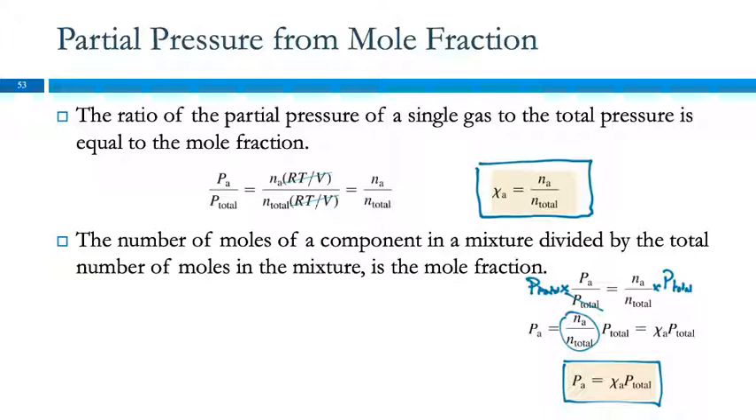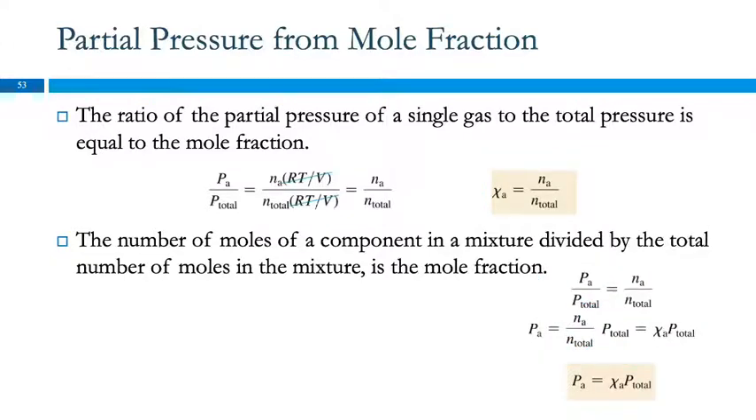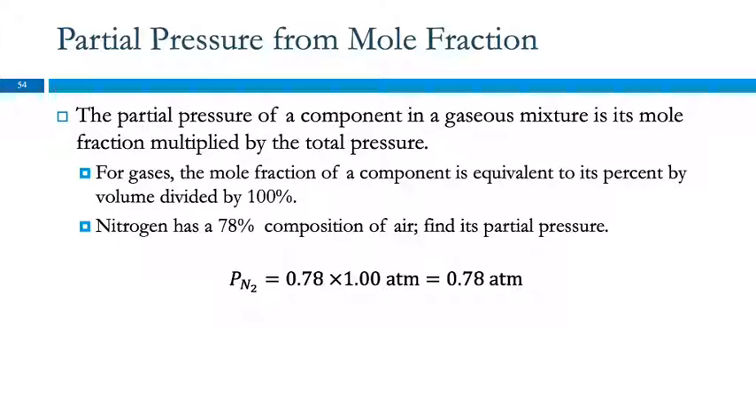And this is like percentages, right? If 75% of the molecules are gas A, 75% of the pressure is from gas A. So the partial pressure of any component in a mixture is its mole fraction times the total pressure. Mole fraction is just the percent by volume divided by 100.